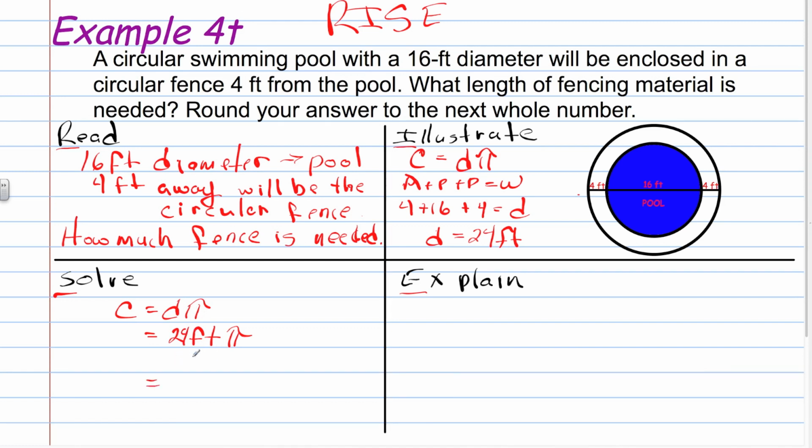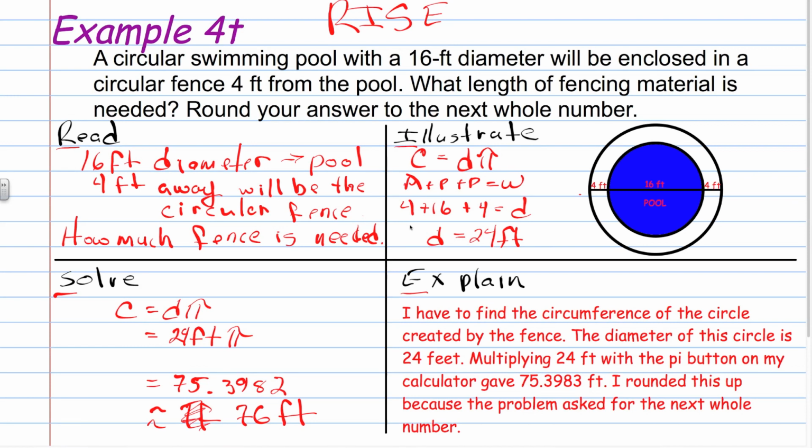So when I did my calculation, it came out to be 75.3982. Now that's going to round because it wants the next whole number. So this is 75.3, so the next whole number is going to be 76 feet. So this is going to be approximately equal to 76 feet of fencing. And there, I really messed that up. We'll just scratch it out. 76 feet of fencing. And so we'll get into the explain portion here in a second.